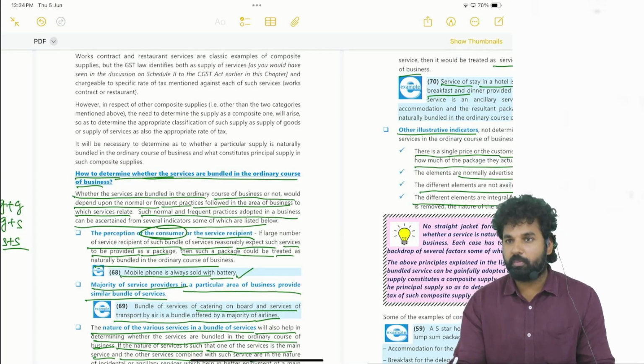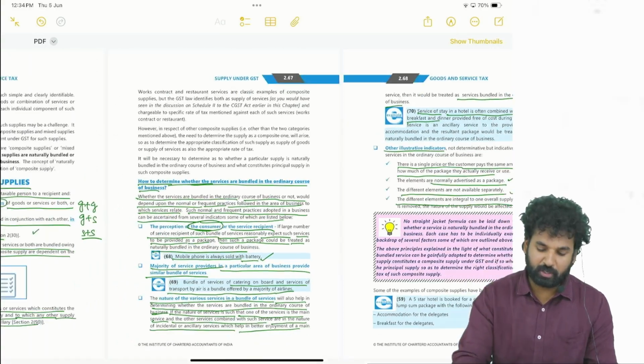If it is a case of composite supply, the principal supply rate will be applied. If it is a case of mixed supply, what will be applied? The highest rate in such a bundle will be applied.